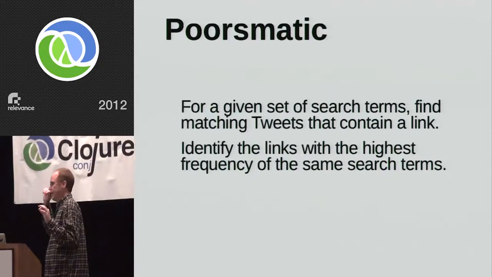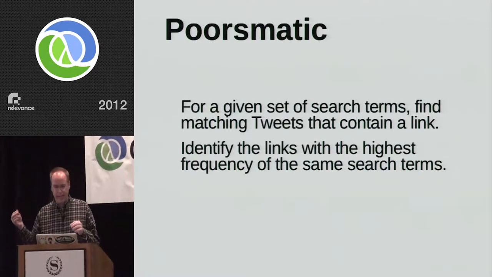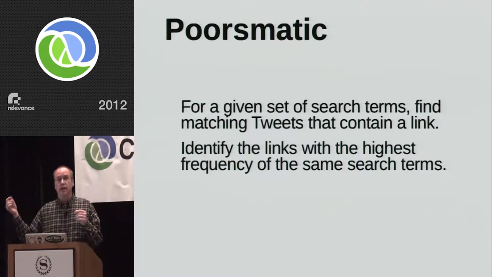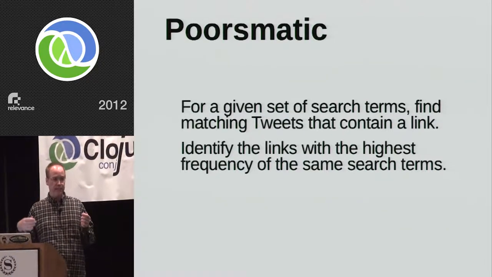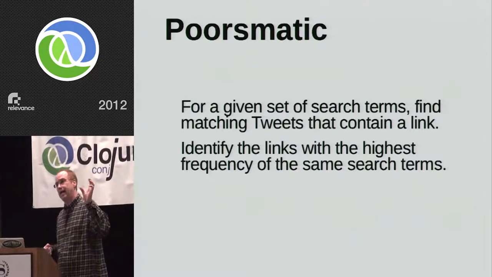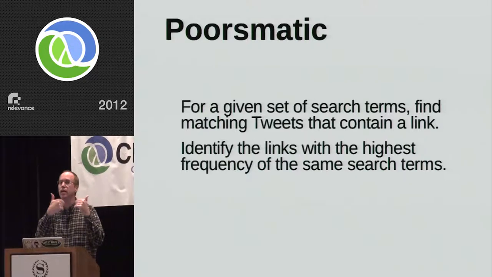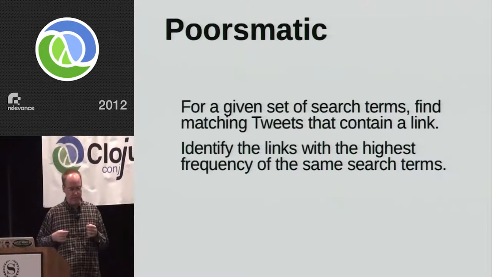Our poor man's Prismatic, or Poor-smatic, as I'm calling it, will have no such sophistication. All we're going to do is connect to the Twitter streaming API. We'll get some tweets matching some search terms. We'll find links in those tweets, and then we'll verify that those links contain the same search terms, a high number of the same search terms that we originally gave to Twitter.